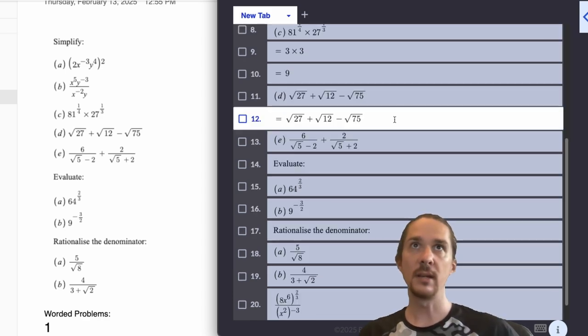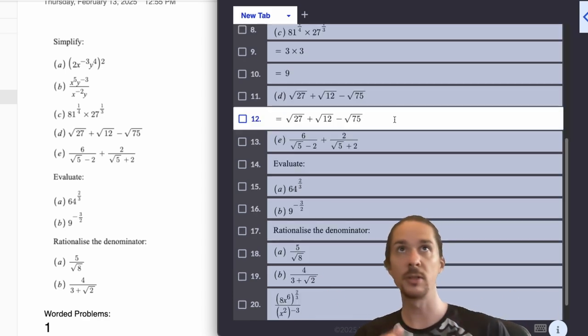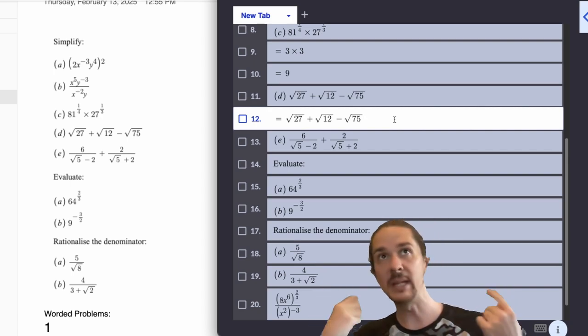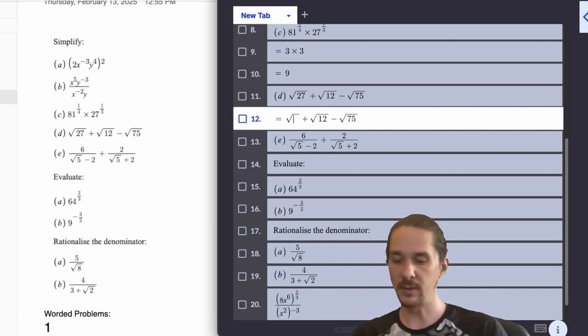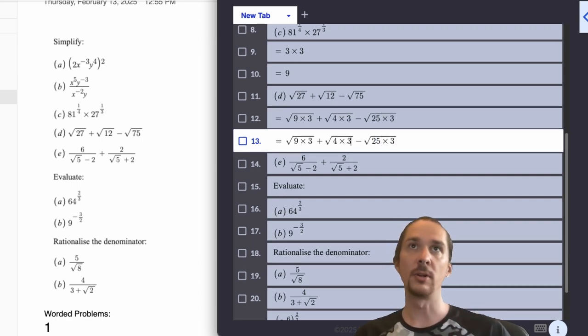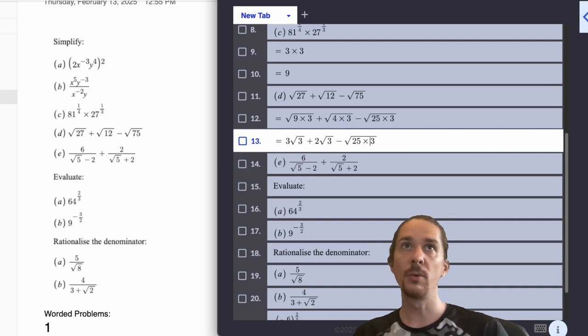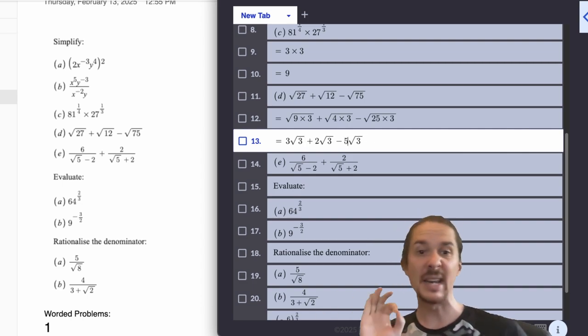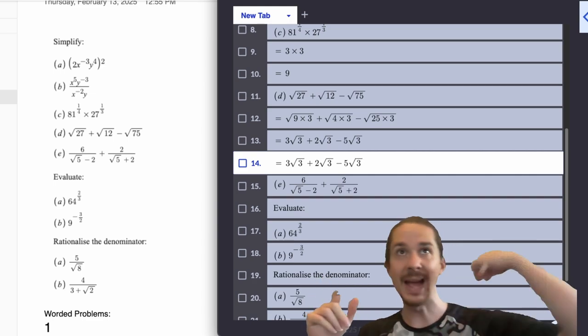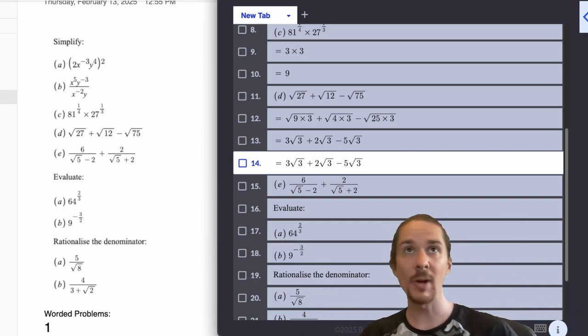What we're doing here, we can't add or subtract these surds because they're not like surds, but we can simplify them. In this case, 27, that's 9 times 3. 12 is 4 times 3. And 75 is 25 times 3. Okay, so pulling out our square factors, that 9, when we square root it, becomes a 3. When we pull this 4 out of the square root, it becomes a 2. And when we pull this 25 out of the square root, it becomes a 5. Now note that now we have like surds. We have 3 amounts of root 3. We add 2 amounts of root 3, which means we have 5 in total. And then we subtract 5 amounts of root 3, which means the answer is 0.